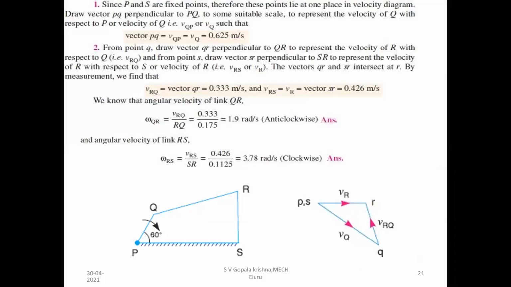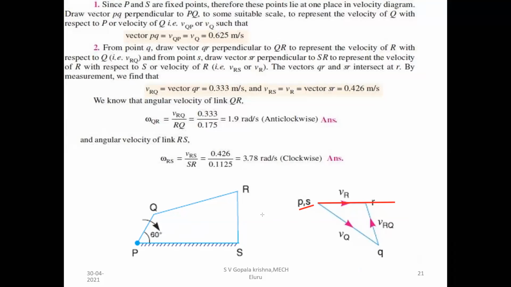Okay, now you will see that. First you have to take one horizontal line and choose a point. That point is generally taken as the fixed link, that is PS. Both are taken as one place, P comma S. PS is also indicated as the fixed link.